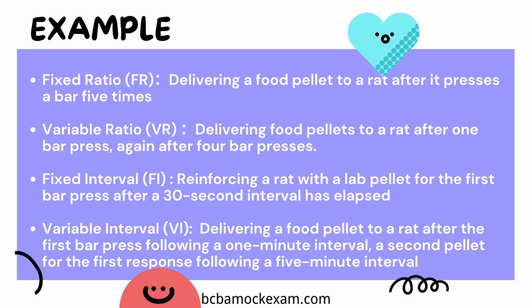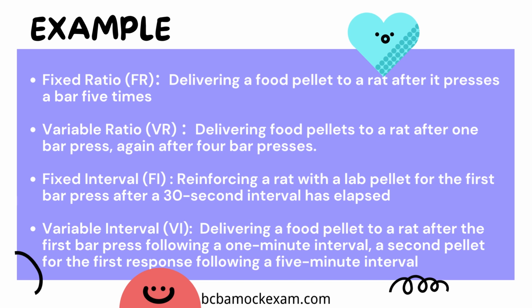Moving on to fixed interval FI reinforcement, the rat is reinforced with a food pellet for the first bar press after a fixed time interval has elapsed. For instance, if the rat is reinforced on an FI30 schedule, it would receive a food pellet for the first bar press that occurs after 30 seconds have passed. The fixed time interval acts as a timer, and the rat learns that pressing the bar after that interval results in reinforcement.